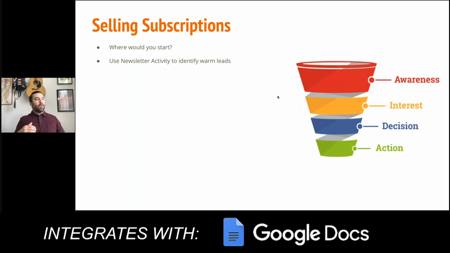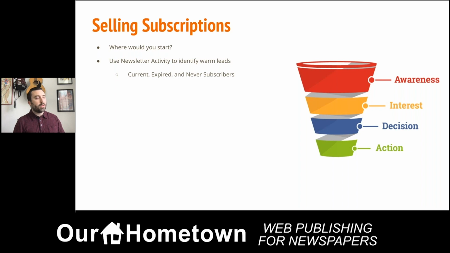But what I'm doing now with my team and some of the papers that we're helping on this is to use the newsletter activity to identify the warm leads. In your newsletter list, when you have a free newsletter set up on your site that goes out to anyone that gives you their email, like I said earlier, it's not the full article, it's just the headline and teaser. But if you have a free newsletter like this, you have a mix, and you don't know who's who just by looking at their email.